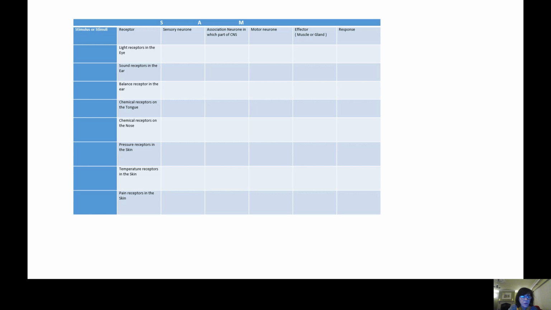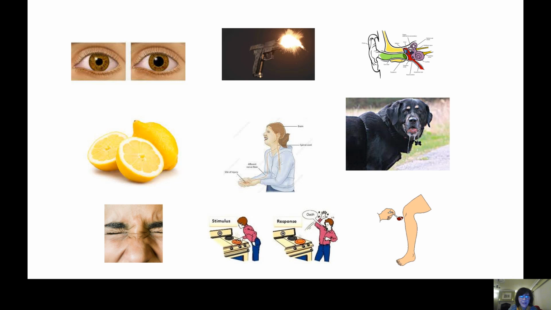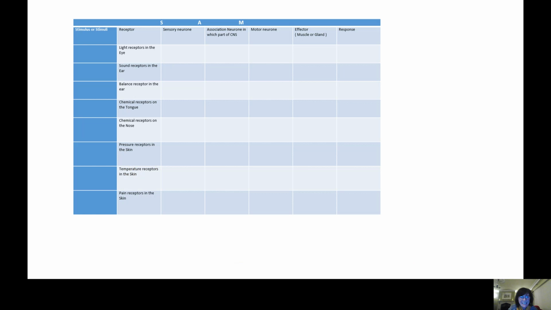Chemical receptors in the tongue. So what I'm going back to here, this picture of a lemon. So you've tasted something very bitter. What is the stimulus? A bitter fruit. It's the lemon. Chemical receptors in your tongue. So back here in your tongue, there's chemical receptors for bitterness. And whenever you get it, you get a bitter taste in your mouth. What are you going to do? You suck in your cheeks. That's how you react to protect yourself from the bitterness in your mouth.